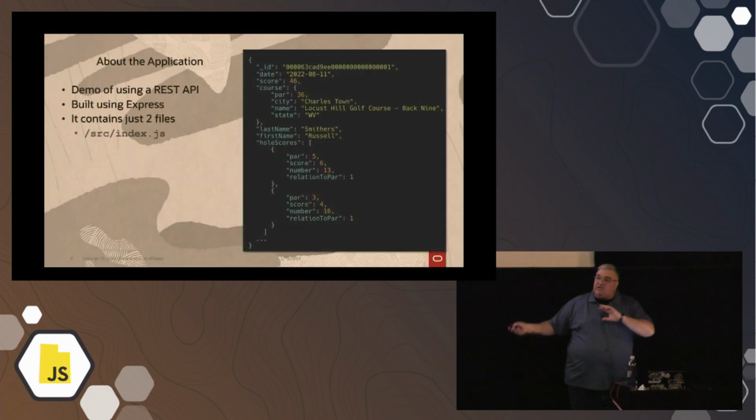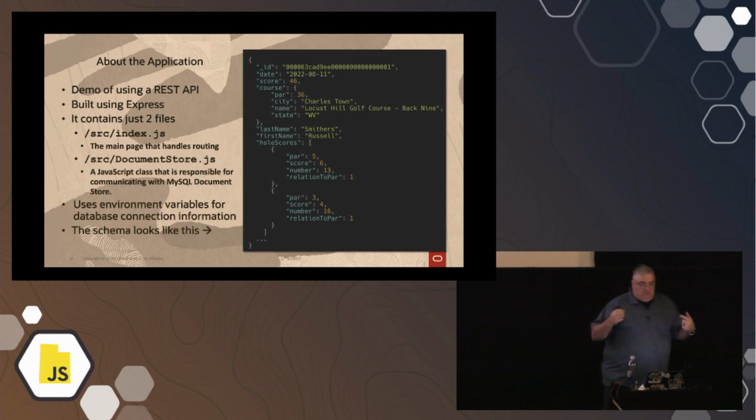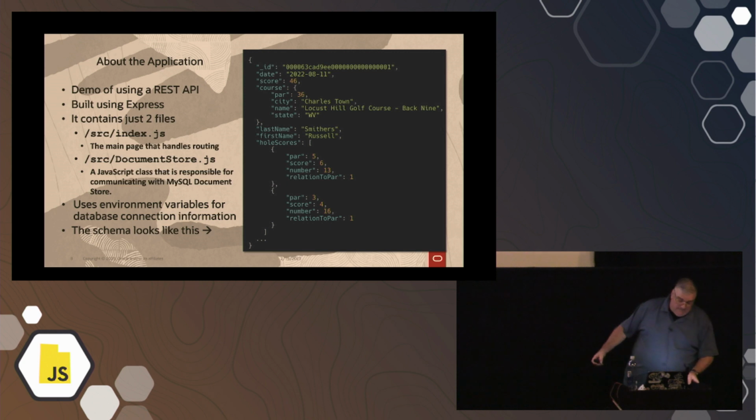So during this presentation, I'm going to show you a sample application that I wrote that shows how we can interact with MySQL Document Store. And really, it's just a basic, simple demo of how to use it using a REST API. It was built using Express. It contains just two files. Index.js handles all the routing, and then Document Store.js is a class that actually handles all the communication with MySQL Document Store. And it uses environment variables for the database connection information.